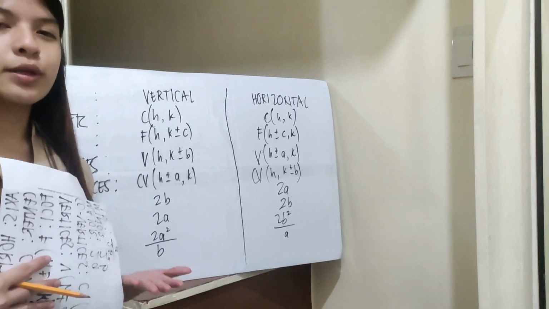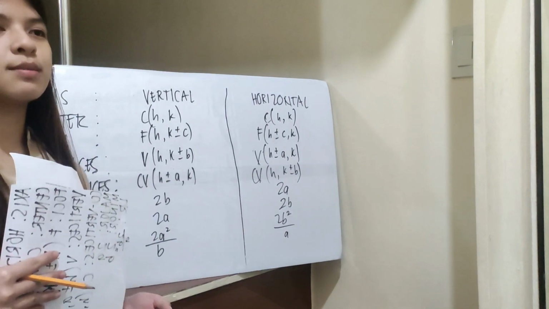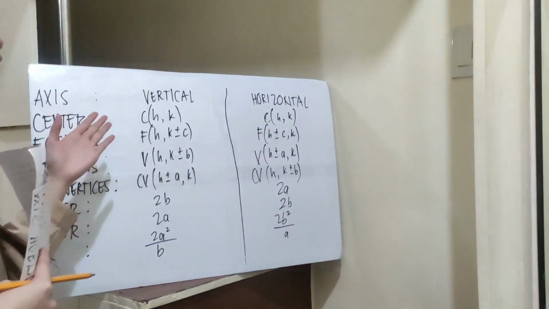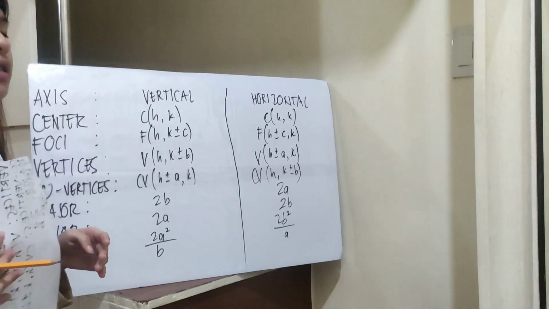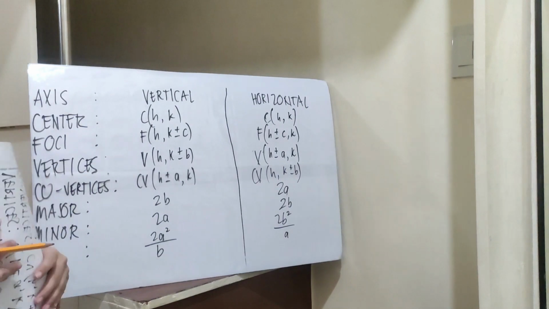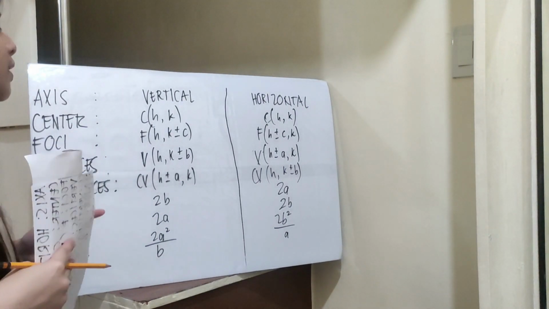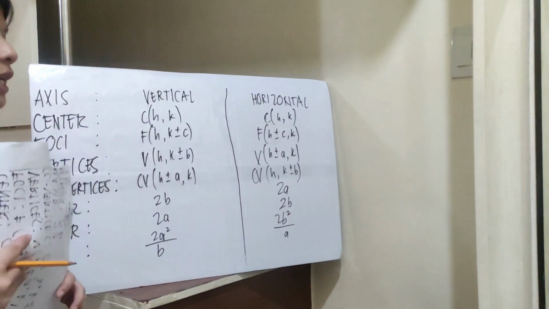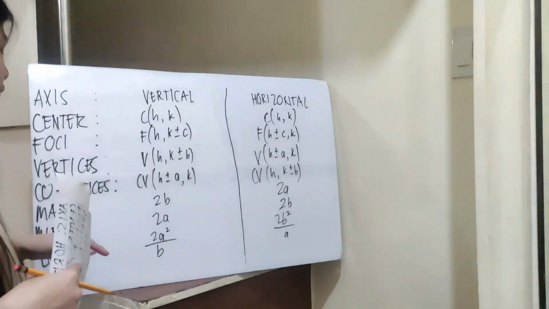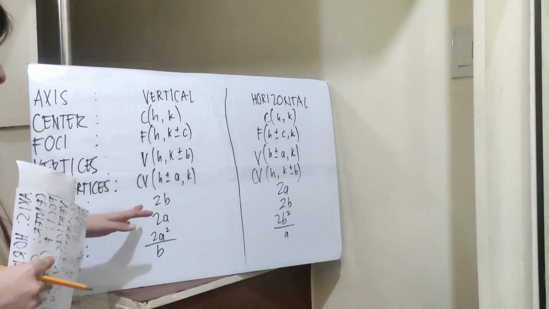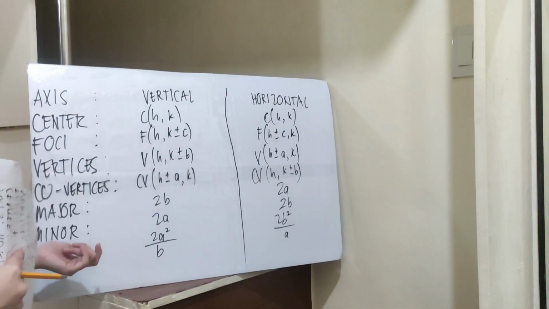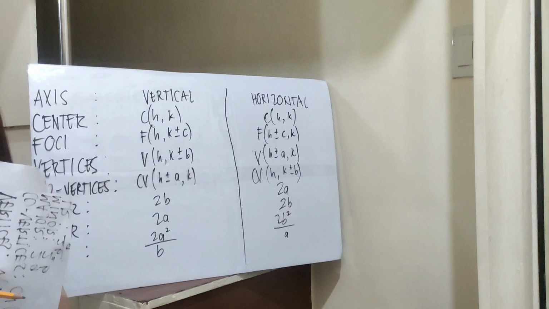So from here on, I will be introducing to you the two sets of properties of an ellipse. Just like in a parabola, we also have the vertical and horizontal axis. For the vertical axis, we have center (h, k). For its foci, we have (h, k plus or minus c). For its vertices, we have (h, k plus or minus b). And for co-vertices, we have (h plus or minus a, k). For the major axis, we have 2b, for the minor axis, we have 2a, and for its latus rectum, we have 2a squared over b.